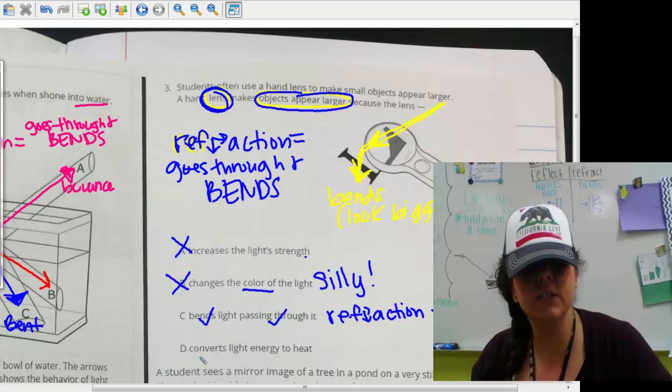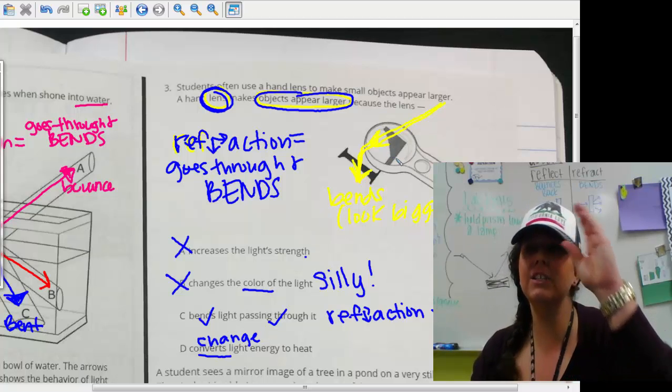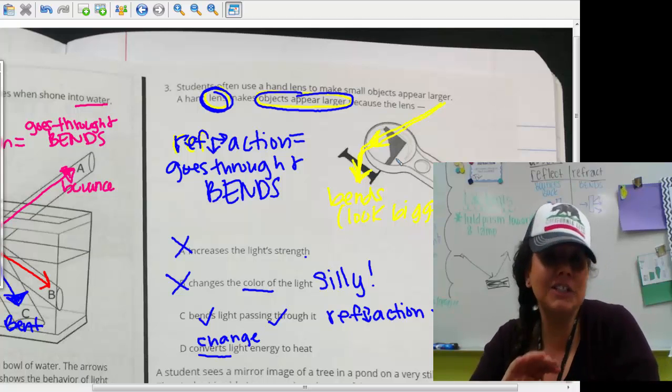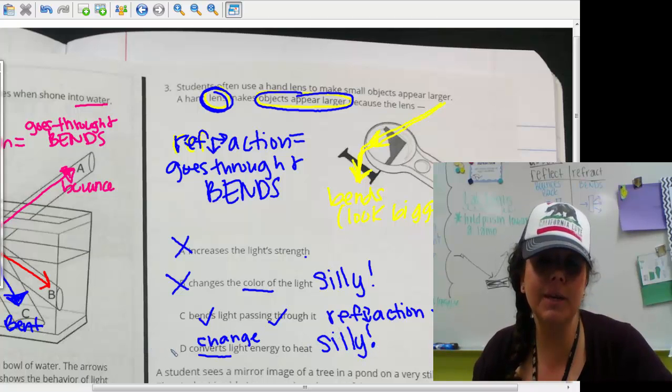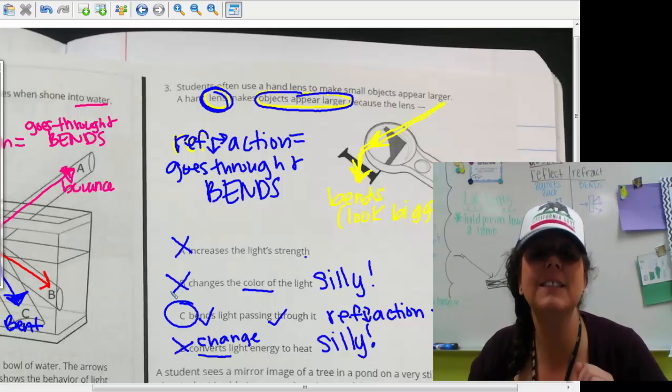Choice D, converts light energy to heat. Remember, converts just means to change. When light passes through that hand lens, does it suddenly change from light to heat? Are the things hotter on the other side of the hand lens? No, that's another what? Silly answer. So what am I going to say to choice D? Goodbye. And my best choice here is choice C.